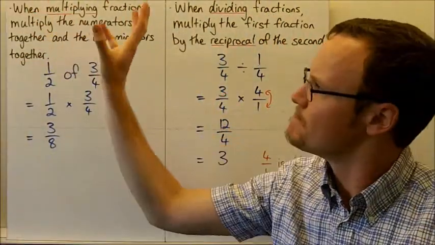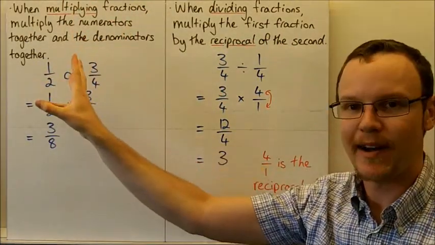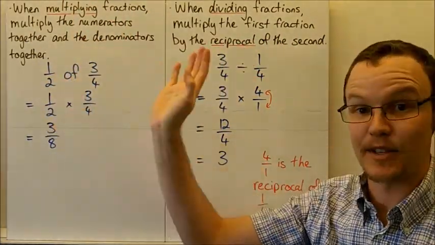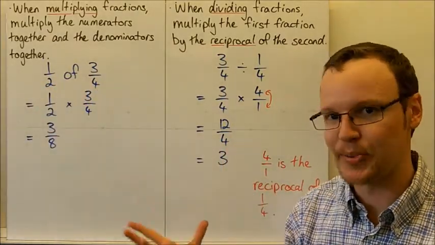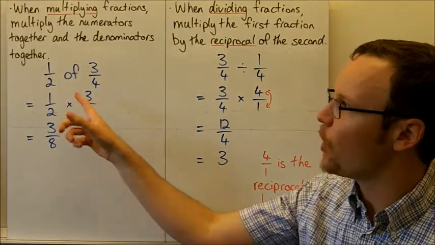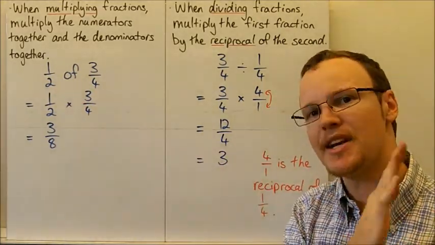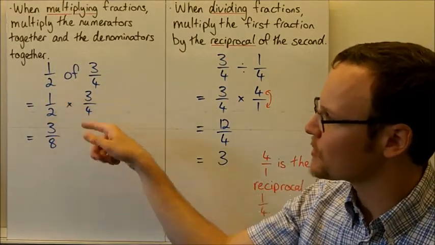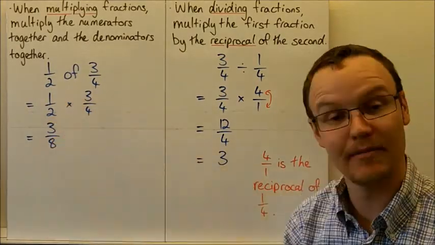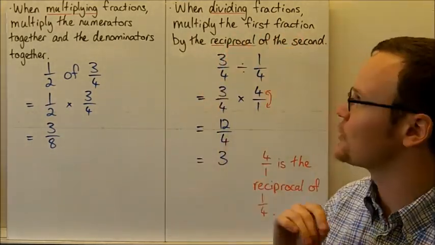Okay, so when multiplying fractions, we multiply the numerators together and multiply the denominators together. It's very simple. So 1/2 of 3/4 is actually a multiplication problem, of means multiply. So 1/2 of 3/4 is the same as 1/2 times 3/4. 1 times 3 is 3, 2 times 4 is 8. Very simple, 3/8. But when we're dividing fractions, this one's slightly trickier.